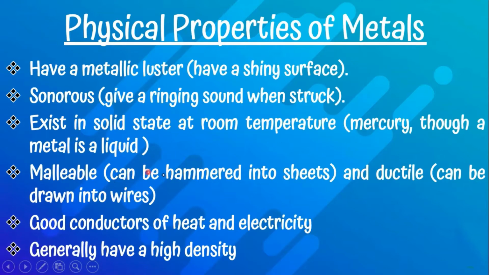Mercury. Malleable, can be hammered into sheets, and ductile means can be drawn into wires. Good conductors of heat and electricity. Generally have a high density.